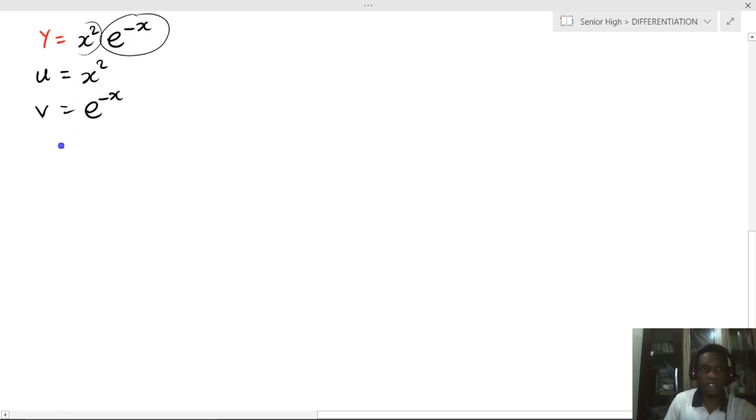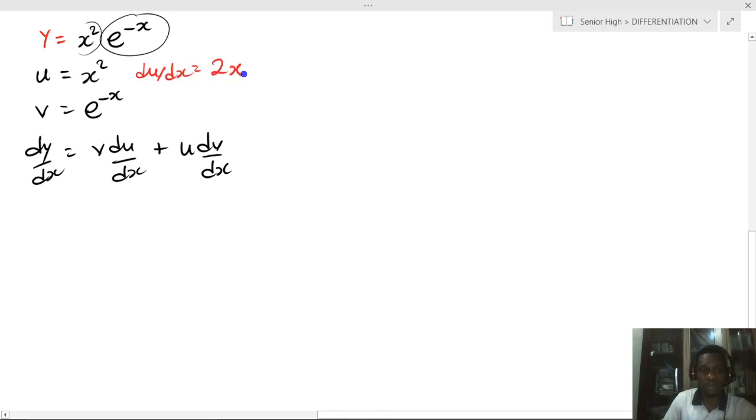So now we have to solve it. Remember, what is our formula for product rule? Our formula for product rule is that dy/dx is equal to v du/dx plus u dv/dx. That's why you must be very familiar with all these rules so you can easily tell when to apply it. Notice we are applying this product rule because we are seeing two different functions of x multiplying each other. This is x squared multiplying exponential of minus x. Therefore, in this case, for our u, we have to differentiate it. So differentiating our u, we have that du/dx will give us 2x, right? And then for our dv/du, we know it's going to give us what?